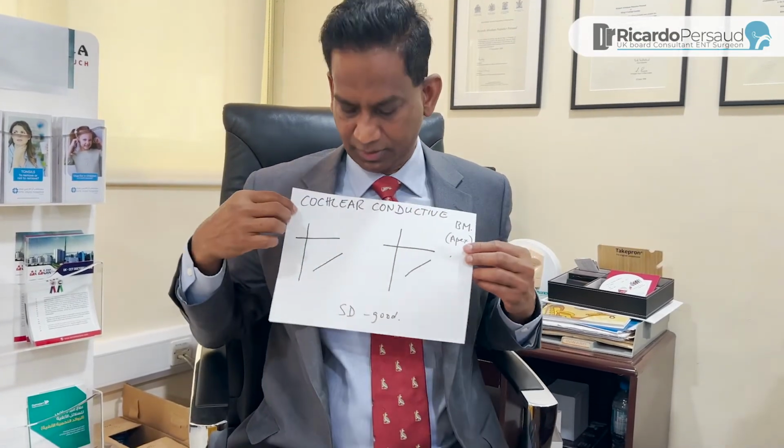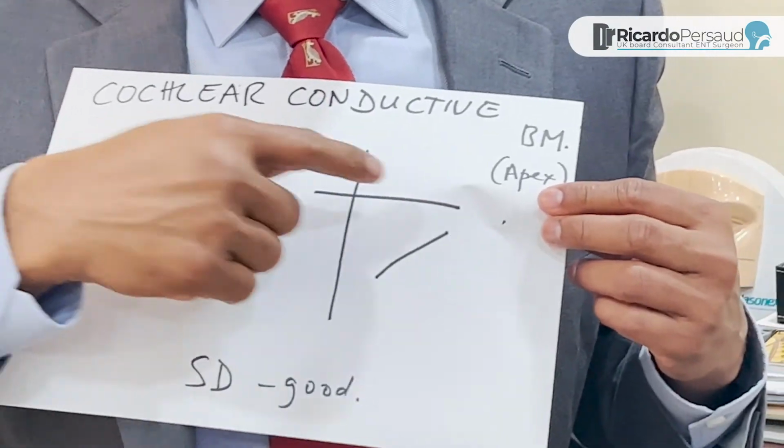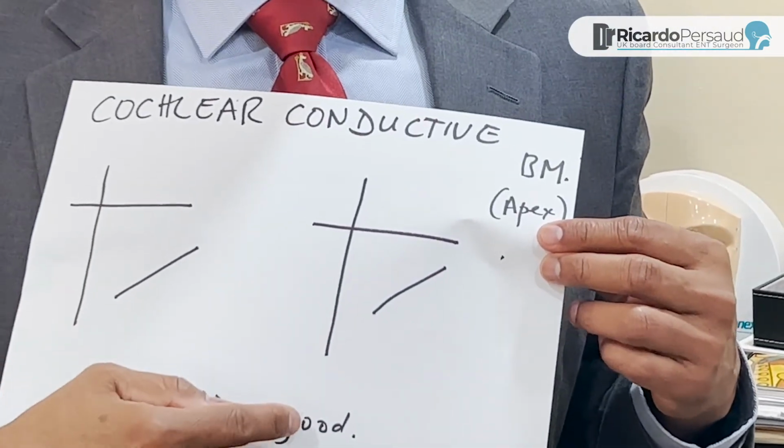So the 4th type of presbycusis is known as cochlear conductive. And here the pathology is in the basement membrane. Remember, the cochlea is spiral. If the basement membrane is stiff and non-compliant in the apex of the cochlea, this is what the audiogram will look like. In this type of presbycusis, the speech discrimination is good.